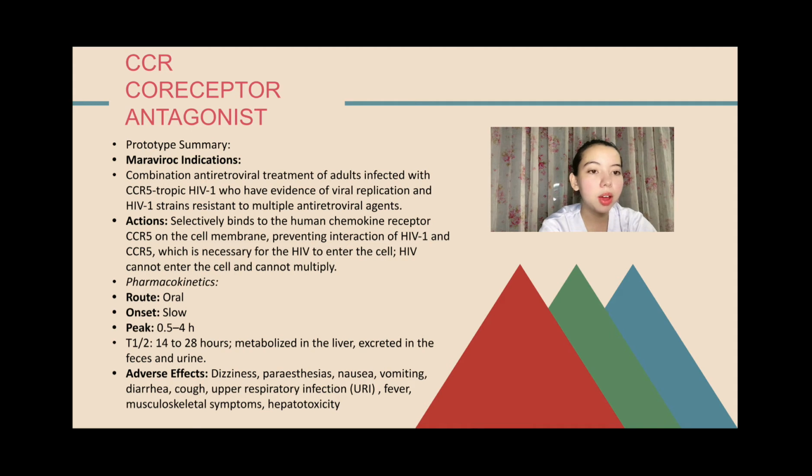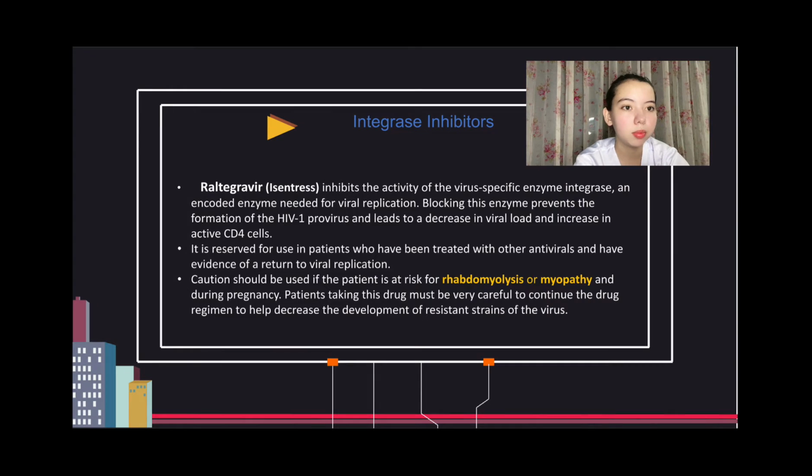Pharmacokinetics. Its route is oral, onset is slow, peak is 0.5 to 4 hours, half-life 14 to 28 hours, metabolized in the liver, excreted in the feces and urine. Adverse effects: dizziness, paraesthesias, nausea, vomiting, diarrhea, cough, upper respiratory infection, fever, musculoskeletal symptoms, hepatotoxicity.